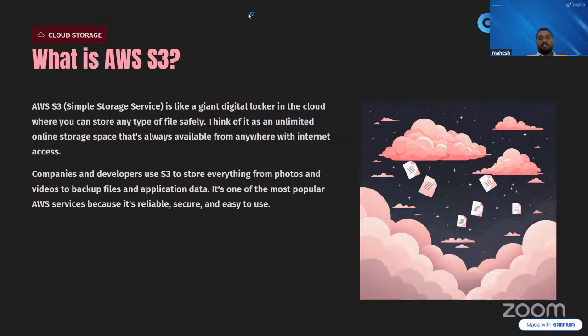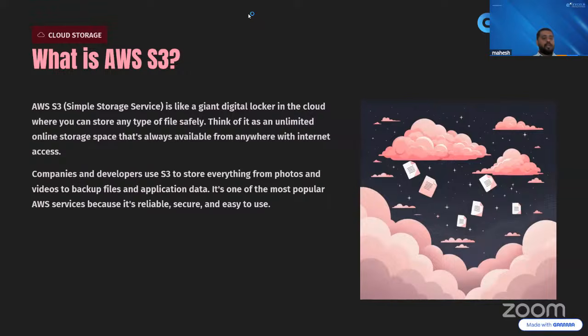Companies and developers use S3 to store everything from photos and videos to backup files and application data. Because generally, as I said, you'll be managing something on-premises, and for something you'll be depending upon the cloud provider as well. That is what exactly they have mentioned.